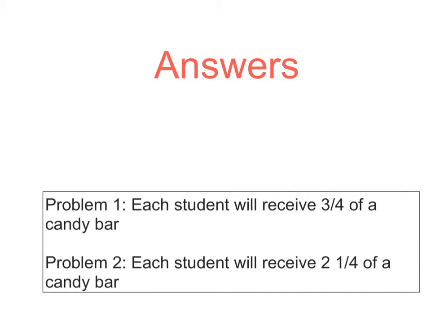For the first problem, each student will receive 3/4 of a chocolate bar. For the second problem, each student will receive 9/4 of a chocolate bar, or 2 1/4 of a chocolate bar. 9/4 and 2 1/4 are equivalent fractions, and so either answer is correct.